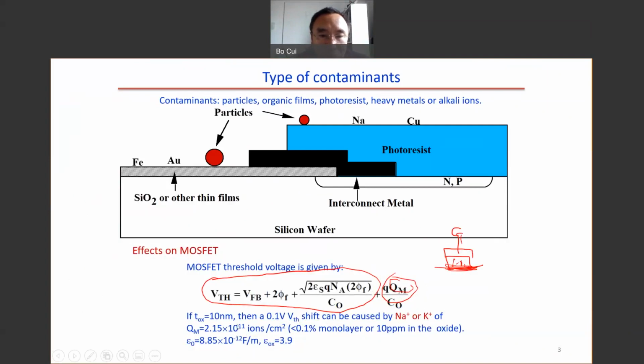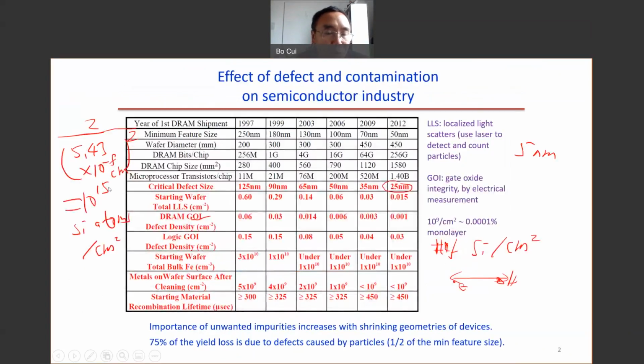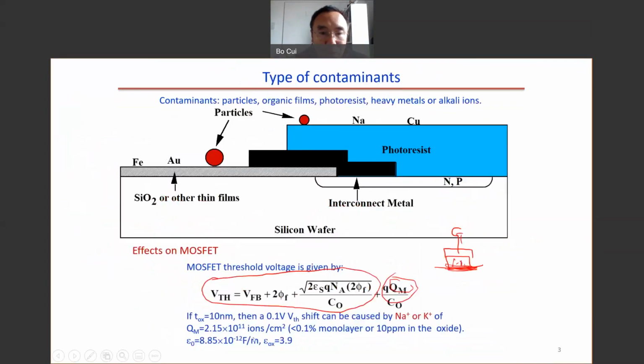You can see 10 to the power 11. So this 10 to the power 11 is much smaller than 10 to the power 15. That's why this is a very big effect.